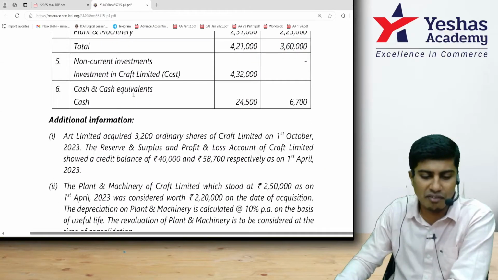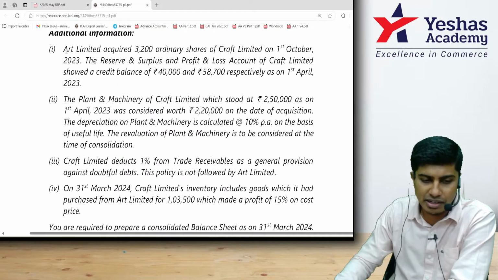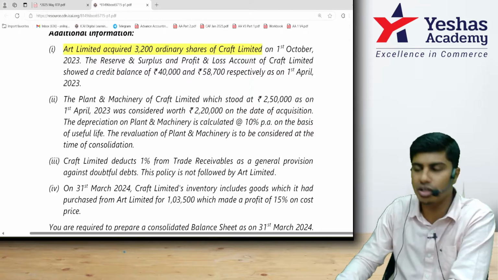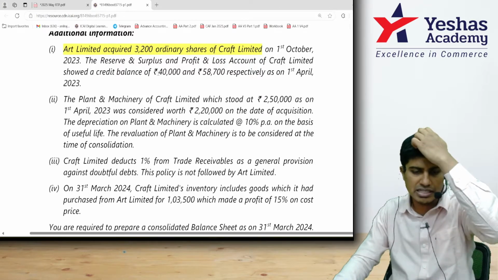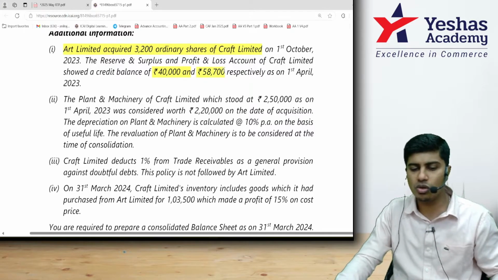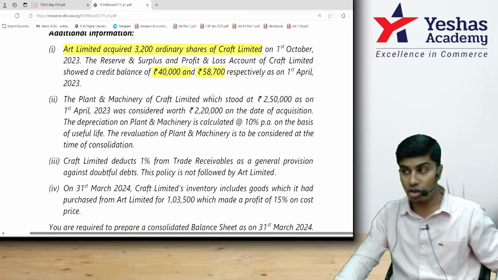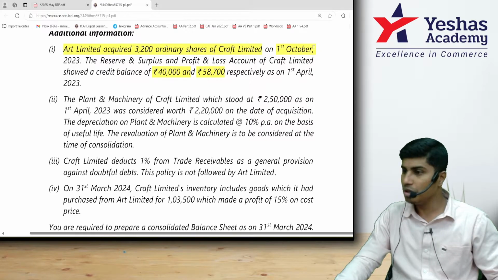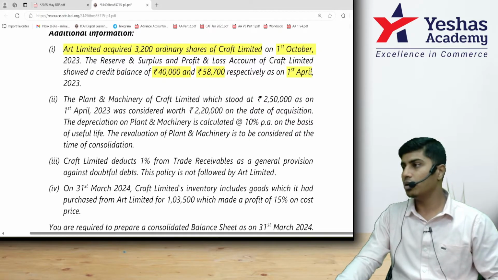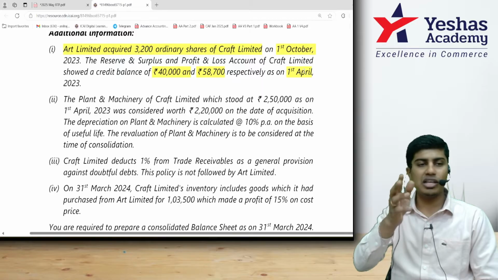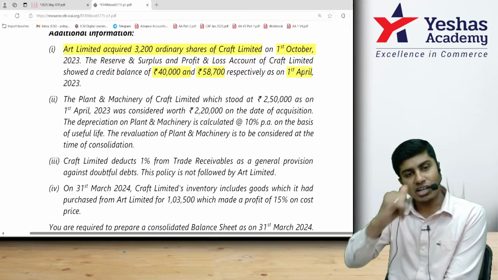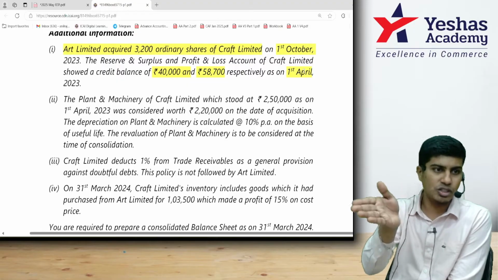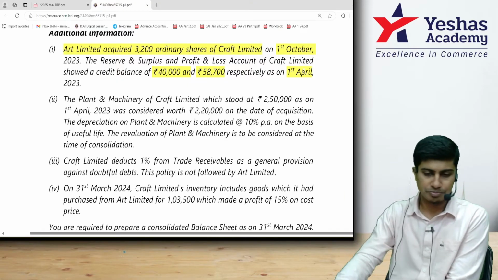What have we been given after? Art Limited acquired 3,200 ordinary shares of Craft Limited. Very good. And they've given reserves and surplus as well as profit and loss account on the date of acquisition. They have not given it on the date of acquisition. Remember, the acquisition happened on 1st of October, but they've given it as on 1st of April. Whatever is there on 1st of April is obviously pre. After that, whatever is there is current year profits. That will be split based on time as to how much is pre and how much is post.